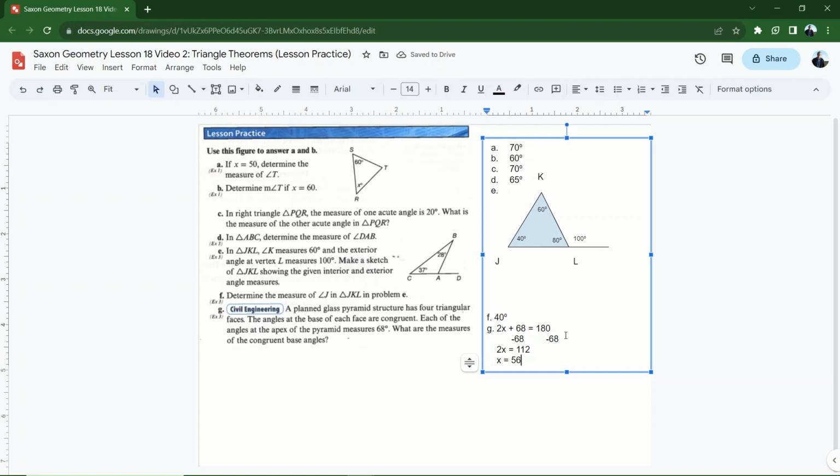Let's see if that answers the question. X equals 56, that means that 2 times 56, those 56 degree angles, is 112 plus 68 is 180. Each of those angles is 56 degrees. What are the measures of the congruent angles? 56 degrees. And that is how you work these kinds of problems. Go ahead and get started on the lesson.